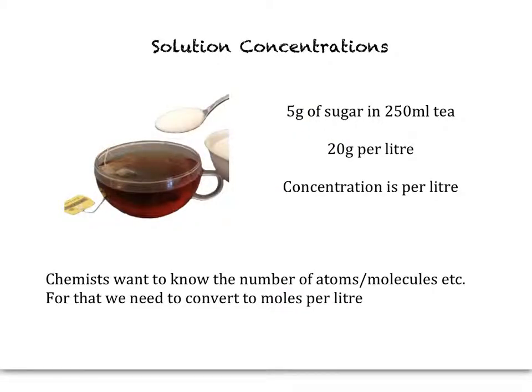Solution concentrations. We can all tell when our tea or coffee has too much or too little sugar in it. This has to do with concentration. The more sugar you add to a drink, the more concentrated the solution becomes. Imagine you add a 5-gram teaspoonful of sugar to a 250 milliliter cup of tea. Its concentration can be described as 5 grams per 250 milliliters or 20 grams per 1000 milliliters, 20 grams per litre. It is usual to give concentration in litres.